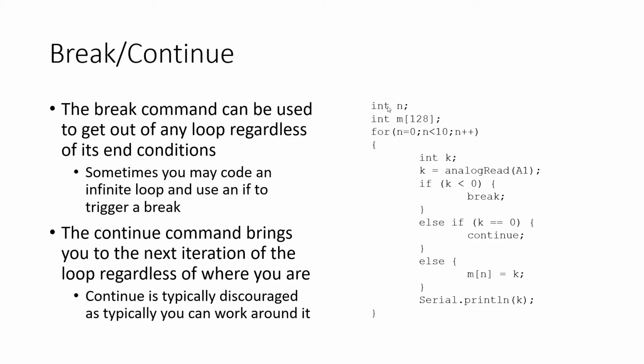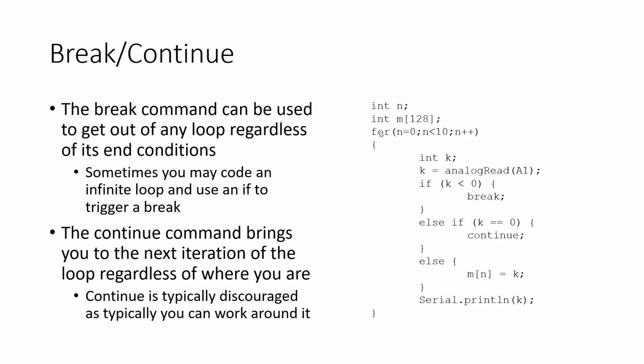We declare a variable called n, which is going to be our iteration variable. You can declare n in the for loop line. However, it will only be in scope for that particular for loop, whereas if I create it at the top like this, it will be in scope throughout the program. I'm then creating an array m of integers containing 128 elements. In fact, in this case, I'm not using all 128, but it's nice to know they're there.